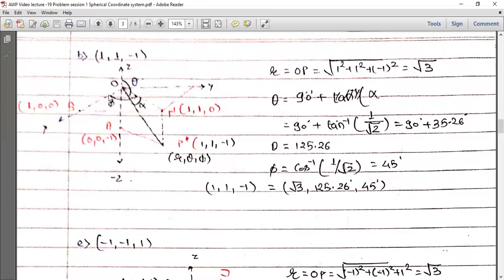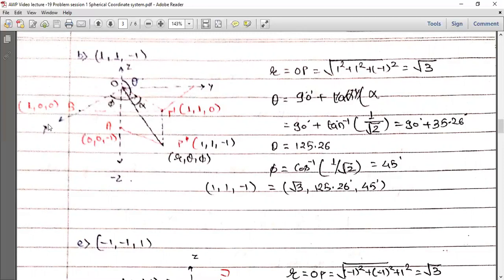Now, if you want to find phi, what is phi? Phi is the angle between OP dash and the x-axis. To find this angle phi, we find the projection of this point P dash on the x-axis. When we do the same, the projection of point P dash will be equal to point B. How can we find the projection of point P dash on point B? We draw a perpendicular from P dash to the x-axis, and the coordinates of the projection can be found by making all the other coordinates 0.